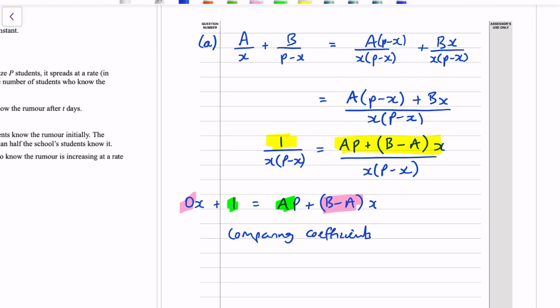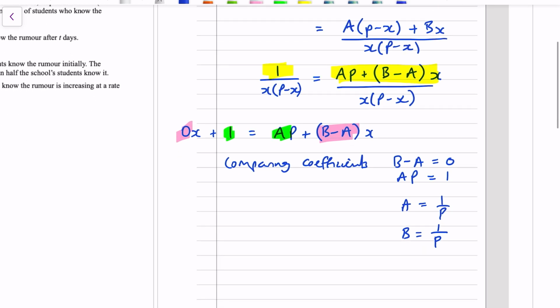We get b minus a equals 0 and AP equals 1. Now, a and b, we were asked to find it in terms of p. So we use the second equation there, a is equal to 1 over p, and then the first equation, b is equal to a, therefore b is also equal to 1 over p, and we're done. So that's method number 1 for partial fractions.